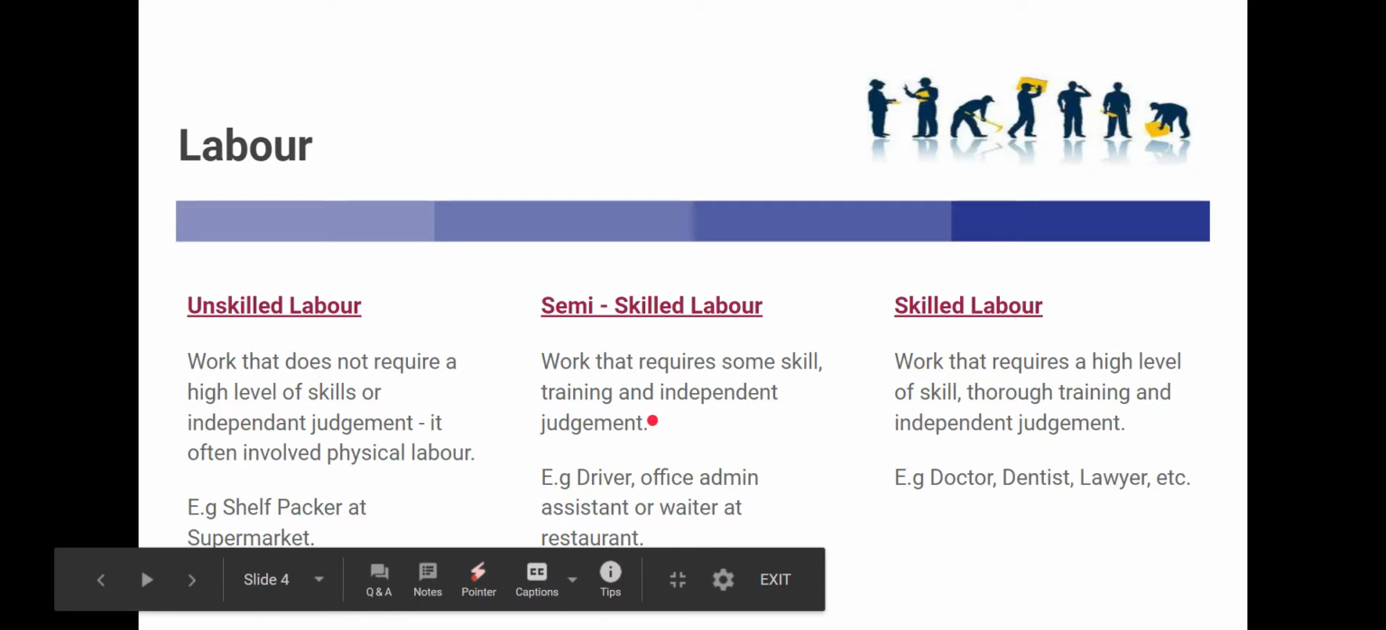They obviously have some kind of training, and their skill and training will grow over the number of years in which they perform the job. They often might have to make independent judgments, but they don't have a degree. And so in terms of remuneration, it will be less than skilled labor, but it'll be more than unskilled labor.